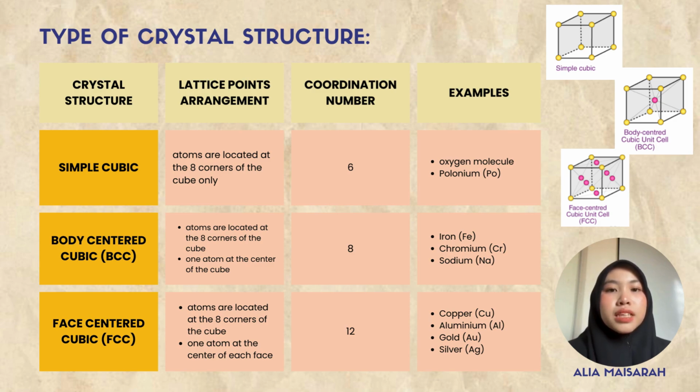The third type is the face-centered cubic structure, FCC, which is the most densely packed. In this structure, atoms are positioned at the 8 corners and at the center of each face, resulting in a coordination number of 12. Examples include copper, aluminium, gold, and silver.